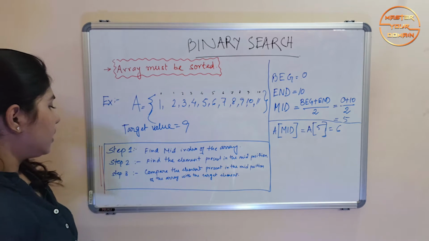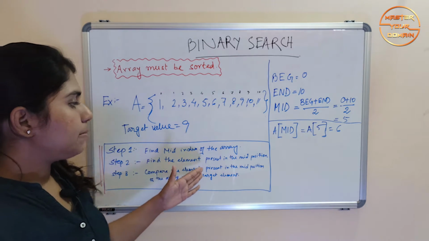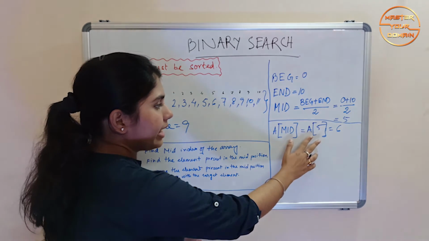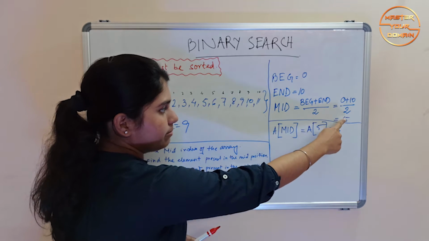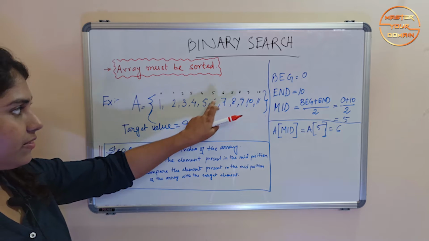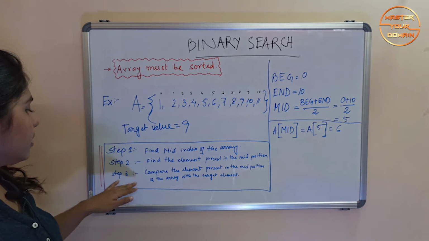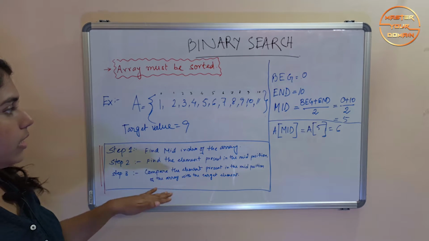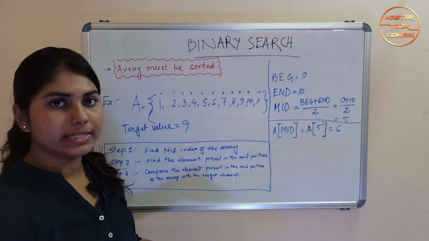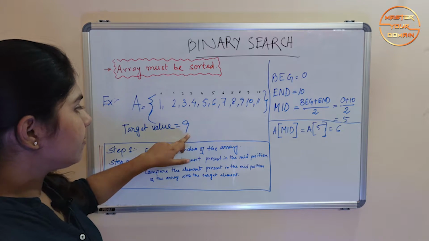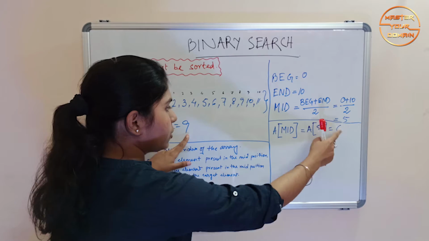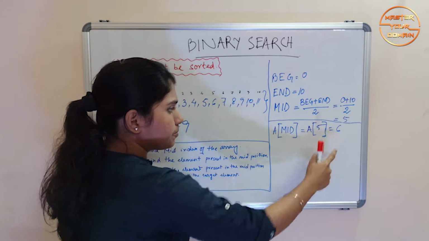Step 2 is to find the element present at the mid index of the array. That is, we need to find A5, because 5 is the mid index. A5 is 6, right? The third step is to compare the target value with the element present at the mid index. The target value is 9 and the element at the mid index is 6. So we need to compare 9 with 6.